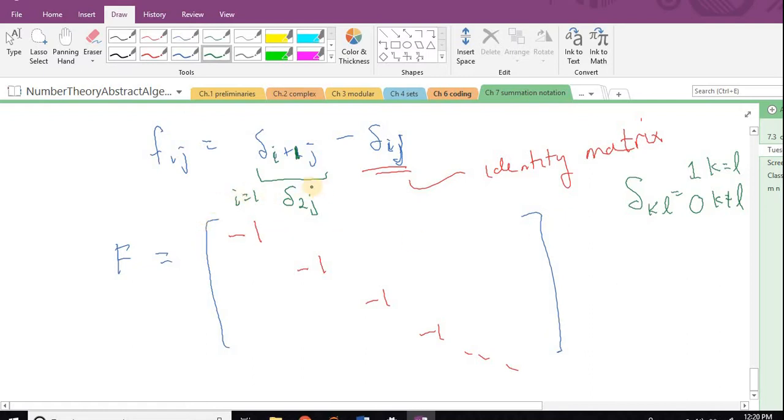Those are the two possibilities. So when i equals 1, here I would have delta_2j. When is this going to be non-zero? When j is equal to 2. In this case, the only j that makes this non-zero is j equal to 2. So that means row 1, column 2. There's a 1 here.